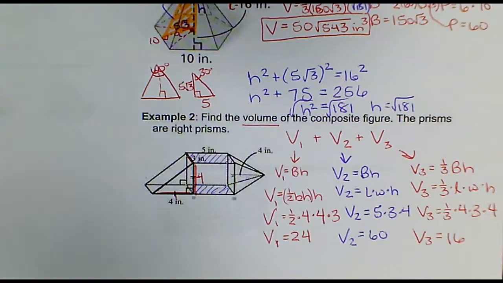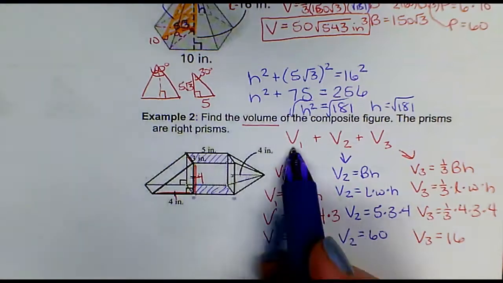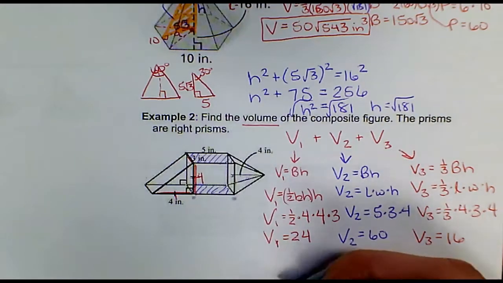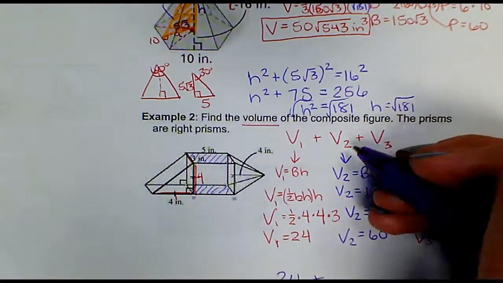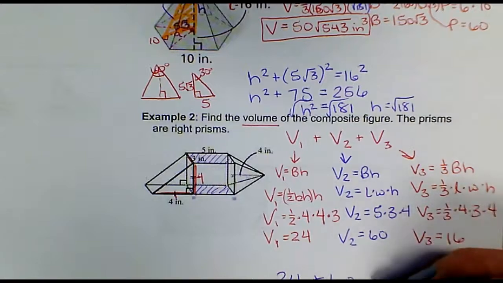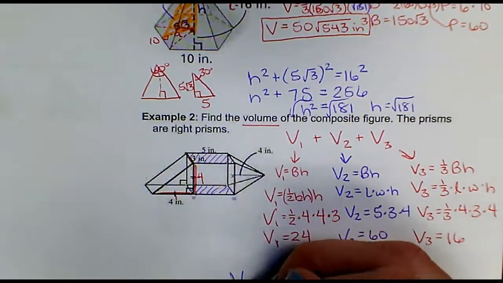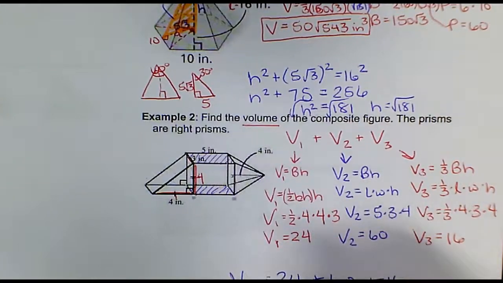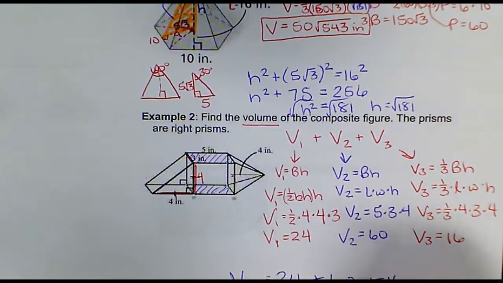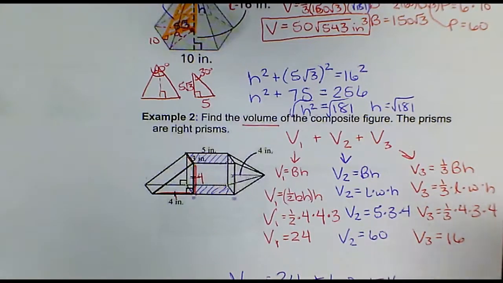So whenever you want to put together all 3 volumes, volume 1 is 24, volume of the second figure is 60, volume of the third figure is 16. So the total volume is equal to 24 plus 60, which is 84, plus 16, which is 100. And all of our measurements are in inches, and volume is measured in inches cubed.